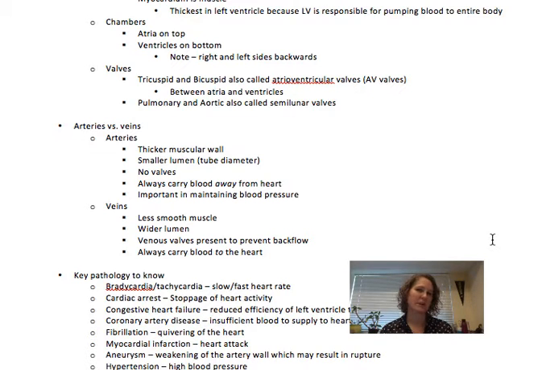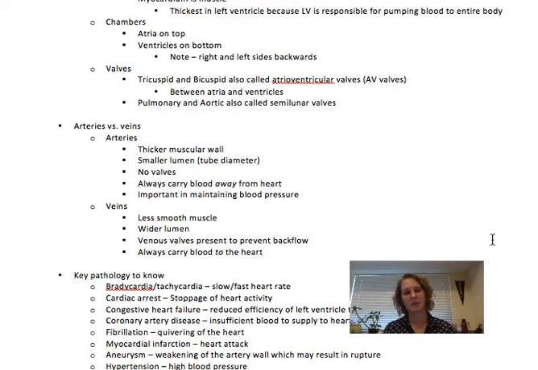They are very crucial in maintaining blood pressure because we have that muscular part to it. We can vasodilate and vasoconstrict it and change the blood pressure. So really crucial little things. The veins, on the other hand, don't have as much smooth muscle. They have a much wider lumen, and they also have valves in them.